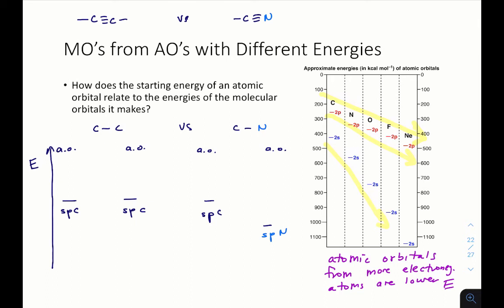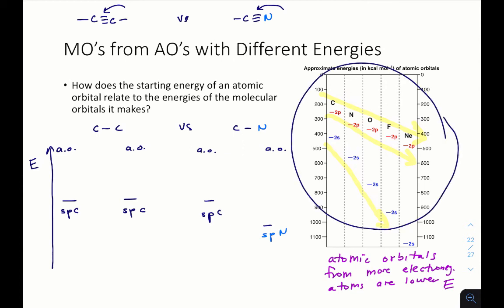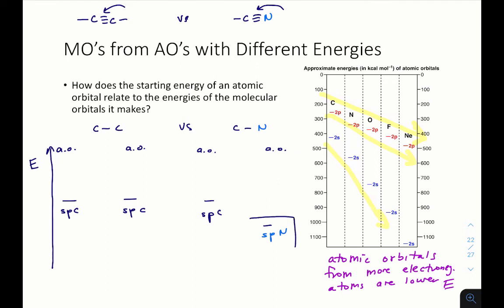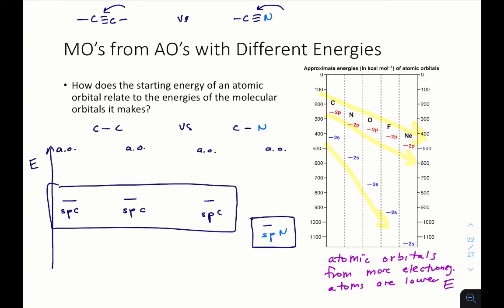When the sigma bonds are made between the two carbons in an alkyne, or the carbon and the nitrogen in a nitrile, they are made from the sp hybrid orbitals that those atoms have. And the sp hybrid orbitals are derived from atomic orbitals, right? So we can conclude that the sp orbital on nitrogen is lower energy than the sp orbitals on carbon.